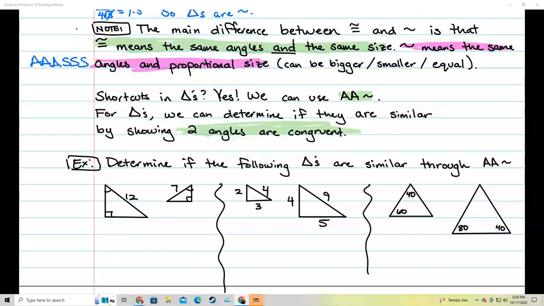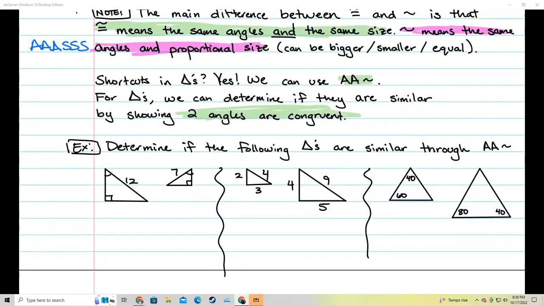So let's take a look at this one. We're going to do two quick examples. We're going to determine if the triangles are similar through AA similarity. All I need to show is that two angles match up. Well, the first one, I got this angle and this angle. Those match up. So I got an A. And because of the symbol, I know that this 90 degrees matches up with this 90 degrees. So I have an A.